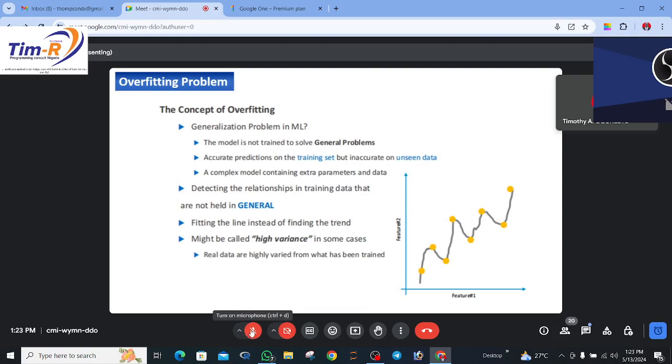We also want to talk about the concept of overfitting, which might be called high variance in certain cases. High variance means that real data are highly varied from what has been trained. That is also another thing that has to do with overfitting.